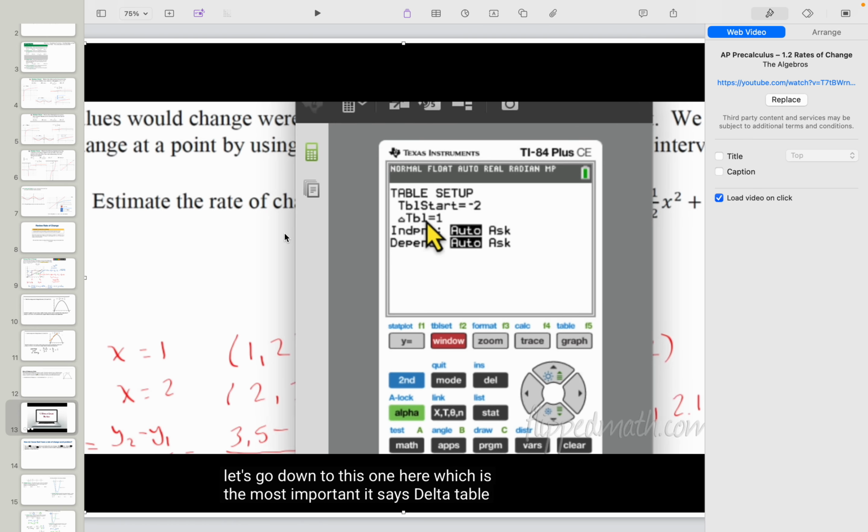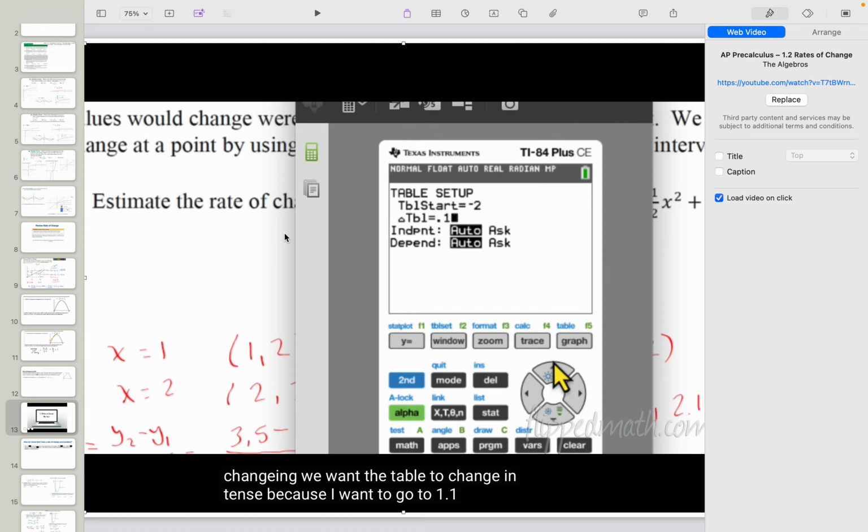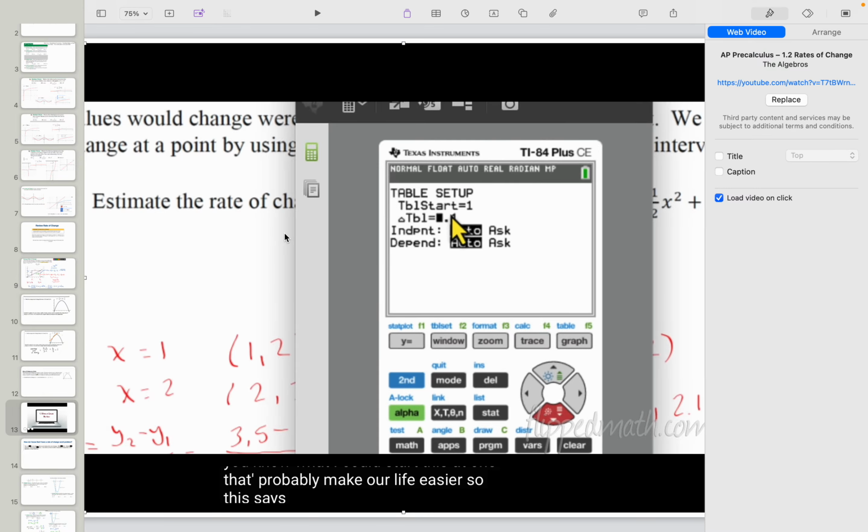It says delta table. Now, we learned earlier today, delta means change. We want the table to change in tenths because I want to go to 1.1. And you know what? I could start this at 1. That'd probably make our life easier. So this says start at 1 and change by tenths.